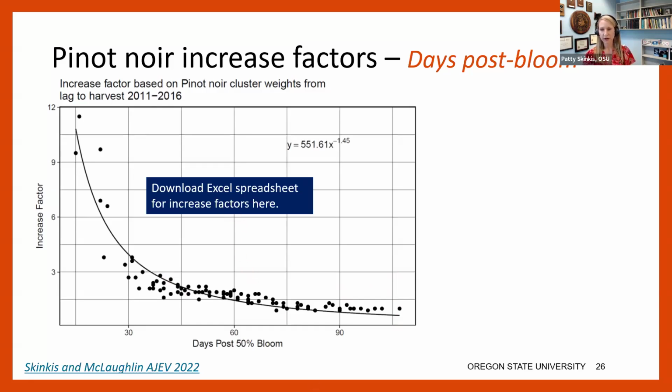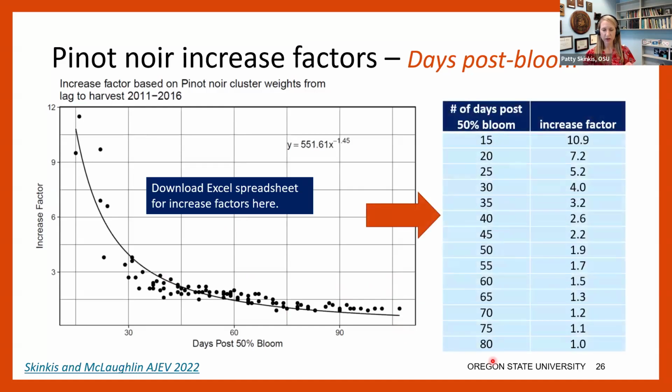But there is a link on our OSU Extension website that I'll show on where you can get the Excel spreadsheet. You click the link, it will download the spreadsheet. And in that spreadsheet, you can figure out your number of days post 50% bloom that you are, and it will give you the increased factor.